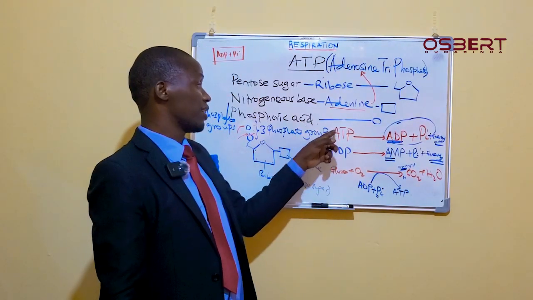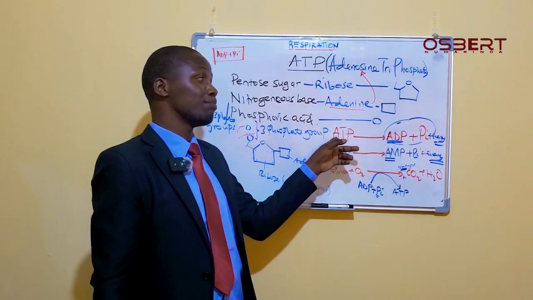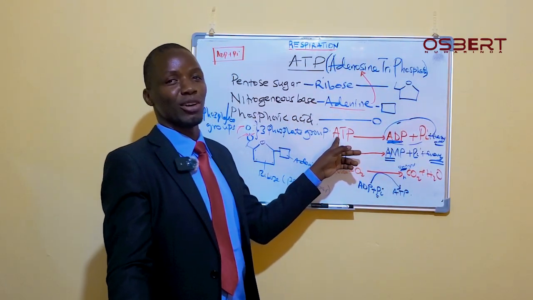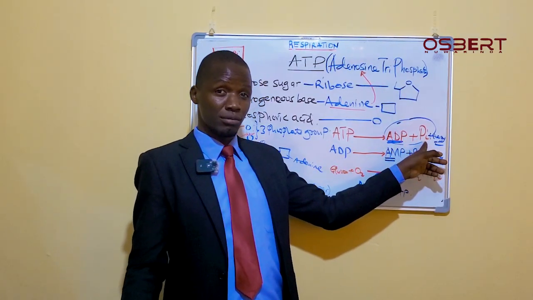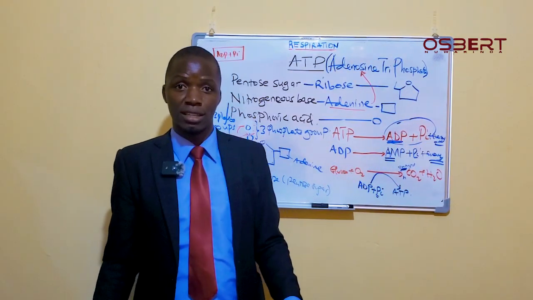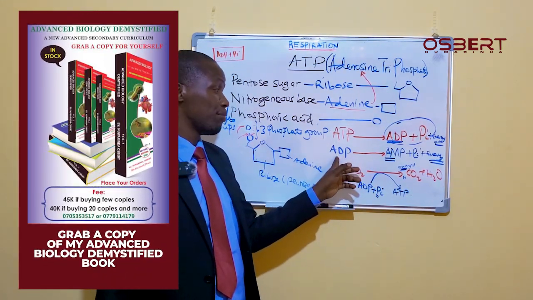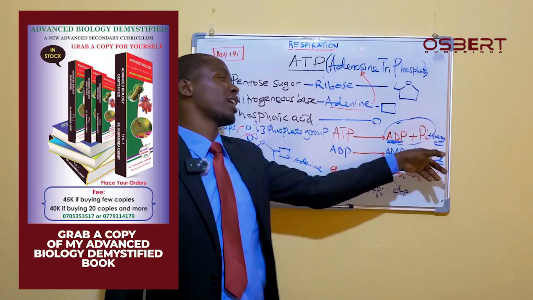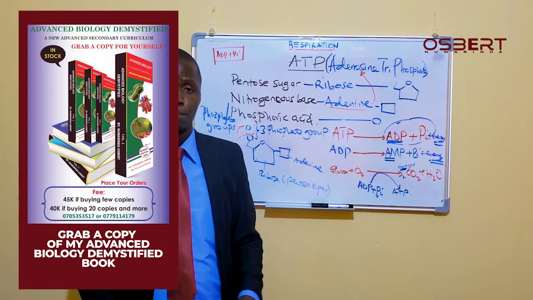As I already explained here, in the future when energy is not there and we need it, the ATP breaks down to give back the components which were making it up, and then energy is released. In case we still don't have enough energy, ADP again breaks down to AMP and releases more energy like that.